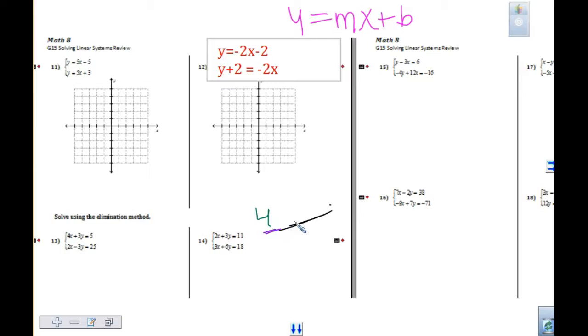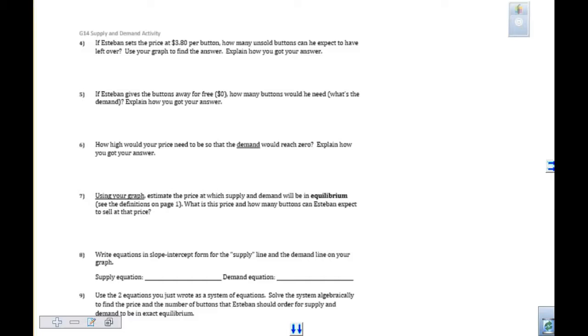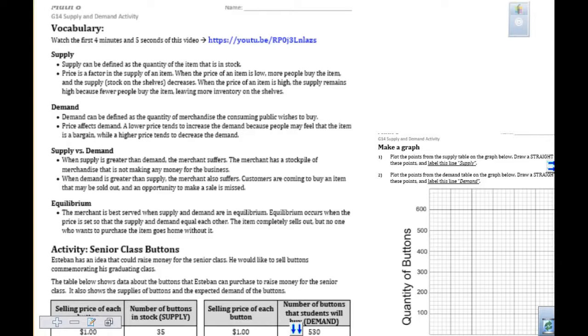And again, I had someone say, well, what if I like doing substitution? I don't care. On the test, I don't check which way you do it. You just got to be able to solve it, okay? So today in class, I'm going to be giving you this worksheet packet, and it's on supply and demand. And we're going to watch this video really quickly.